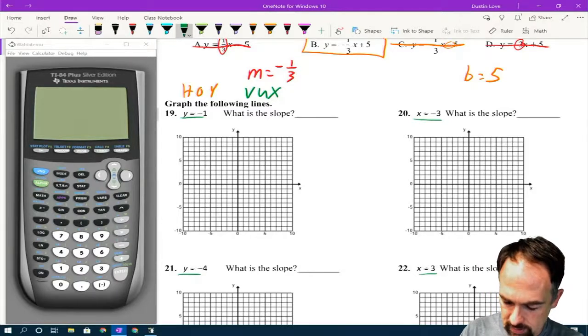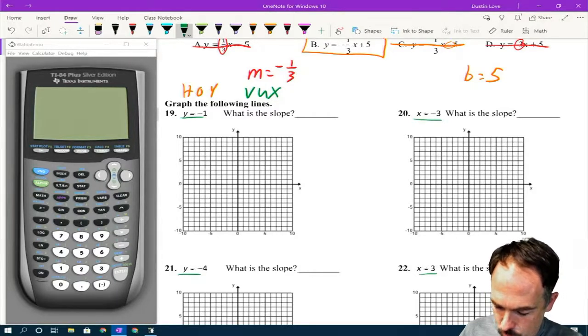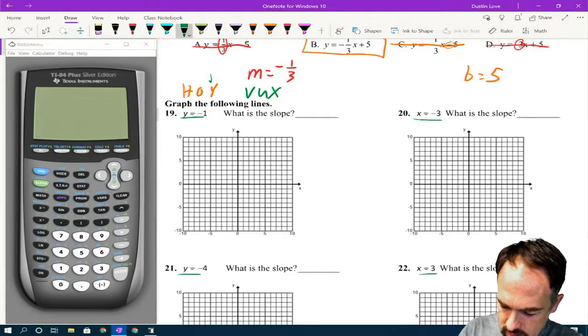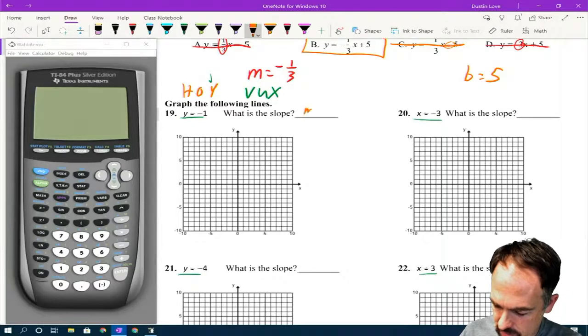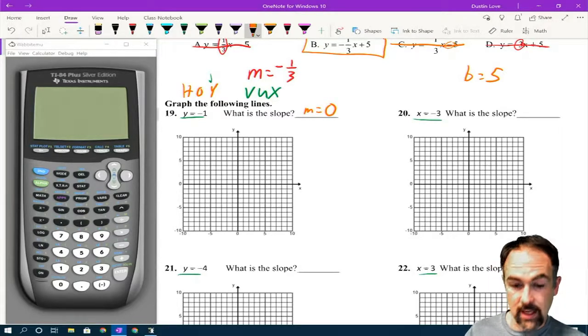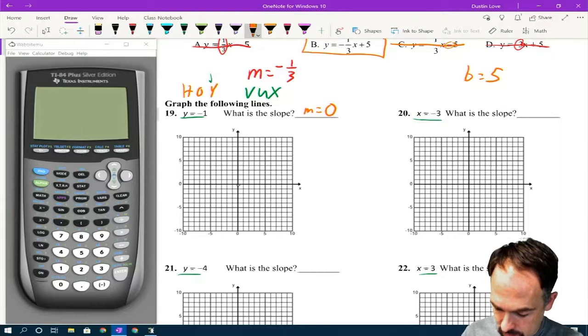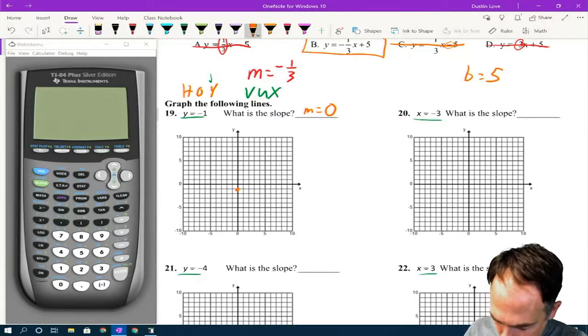Okay, so let's look at this. If I have y equals, that comes into this section here, that's hoi, so this means the slope is 0. Now, to graph the line, I'm going to go to y equals -1 and put a horizontal line right there through y equals -1.